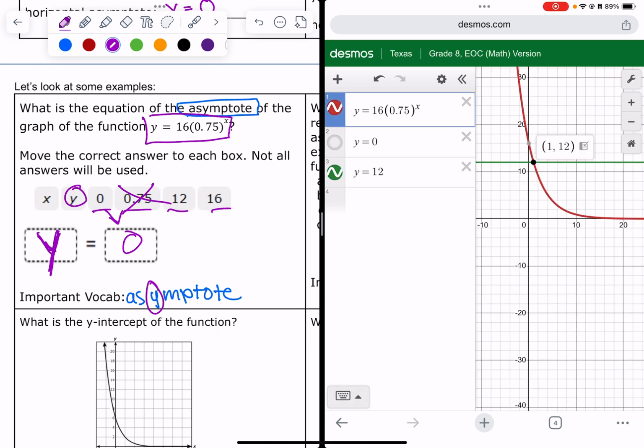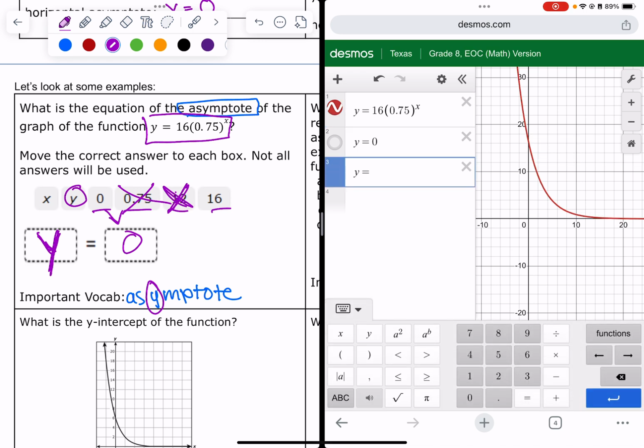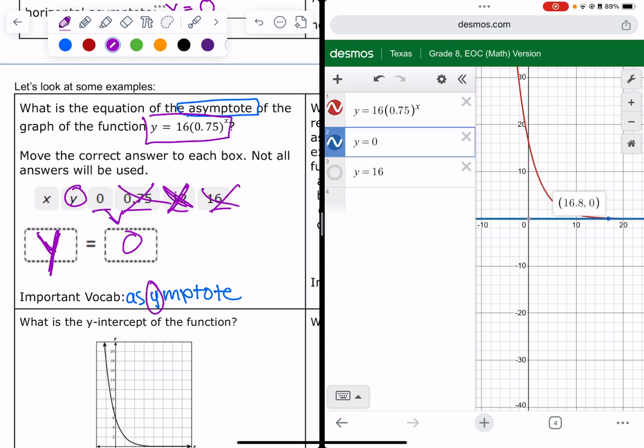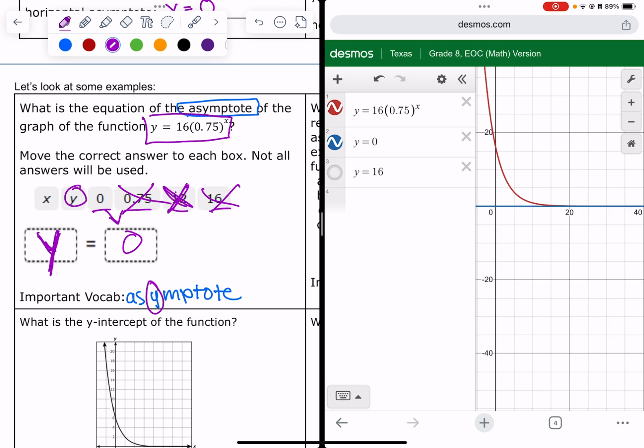So now we have 12. And again, we have more red. That green line cuts the red. We don't want that. Then we have 16. Again, that green one cuts the red. We don't want that. So where it becomes flat is what we want. See how the red and the blue kind of conjoin and you stop seeing red? That's what I want. So my answer is y equals 0.